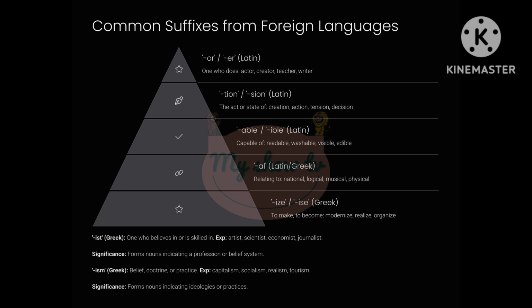7. -ism, Greek, often denotes a belief, doctrine, or practice associated with a particular ideology or field. This suffix forms nouns indicating these systems or practices. Examples: capital plus -ism equals capitalism, economic system. Social plus -ism equals socialism, political, economic system. Real plus -ism equals realism, artistic, philosophical doctrine. Tour plus -ism equals tourism, practice of traveling for pleasure.